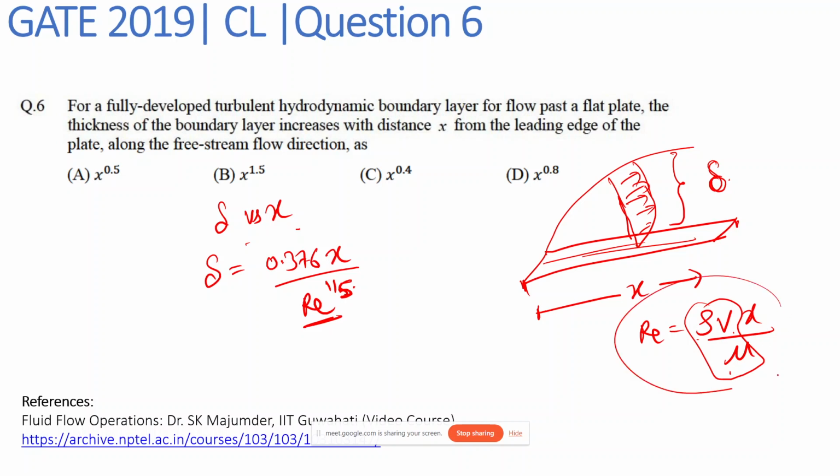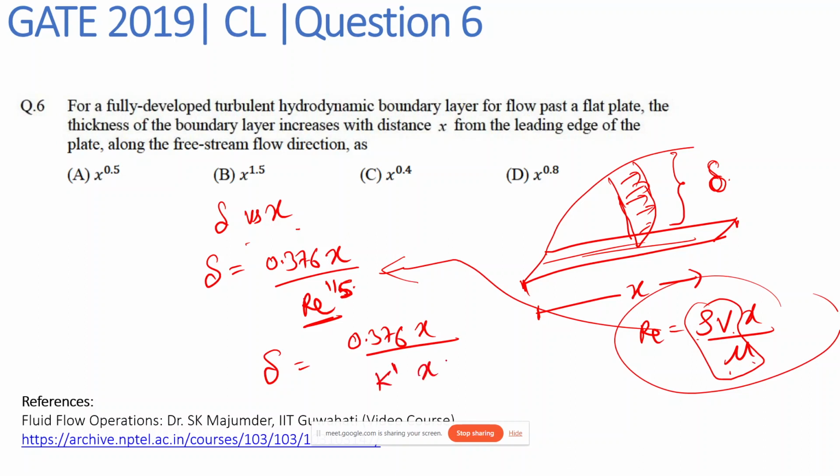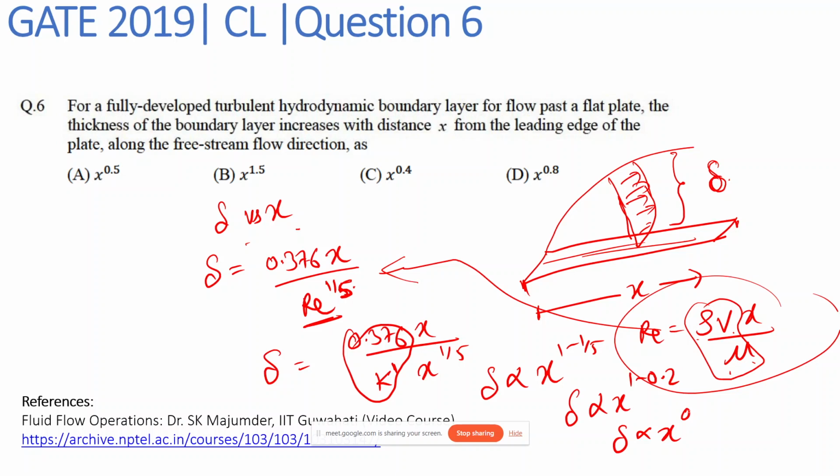So we can replace this value in this equation, and we get 0.376 x upon, so these three are constants, so let's just call it some arbitrary constant k dash, and x raised to 1 by 5. Again, this is a constant, so we can write that delta is proportional to x raised to 1 minus 1 by 5. That is, delta is proportional to x raised to 1 minus 0.2, that is, delta is proportional to x raised to 0.8. So from the given options, we can select option D as the correct answer.